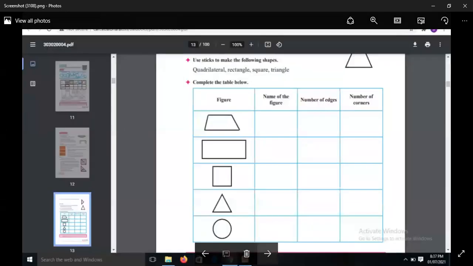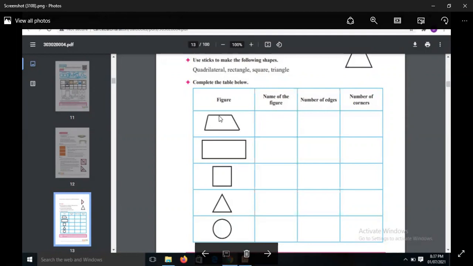Now in this picture you have to use sticks to make the following shapes. Now children, this is an activity for you. You have to make the following shapes with your sticks: quadrilateral, rectangle, square, and triangle. Now complete the table given below. So this is the figure with opposite sides equal in length. So name the figure.